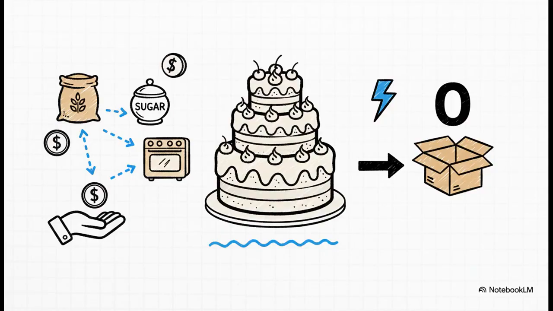Here's a really simple way to think about it. Imagine you export a cake. Being zero-rated doesn't just mean you don't charge tax on the cake itself. It's like the government gives you a cash refund for the GST you paid on the flour, the sugar, the eggs, even the electricity for the oven. Every last bit of tax is stripped out.